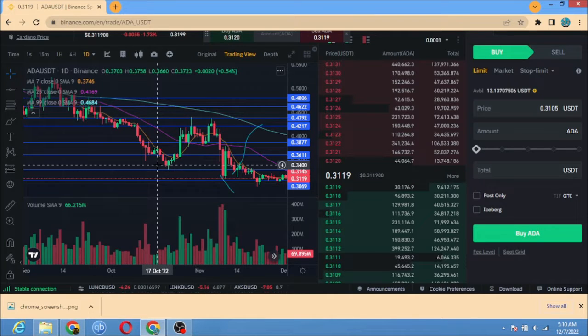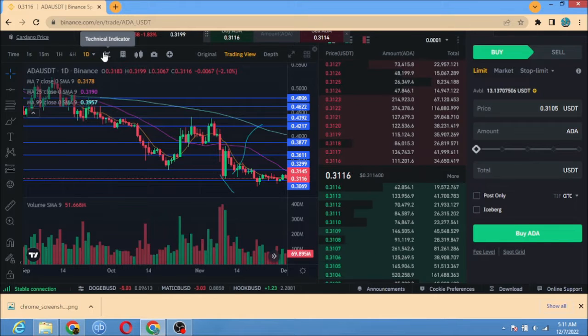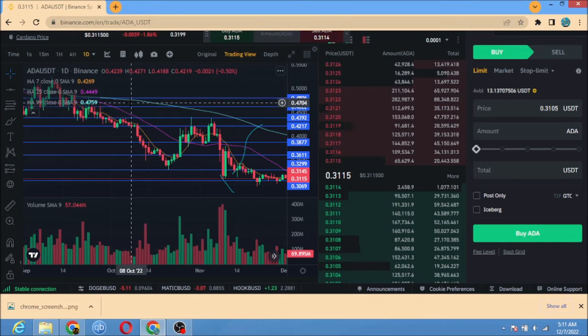For today's video, I want to show you how you can use support and resistance. When you want to become a trader, the first thing you have to master is support and resistance, because they are found in all the technical indicators that you're going to use. If you don't know how to use support and resistance, you cannot trade, because these are the lines that all the charts move on.